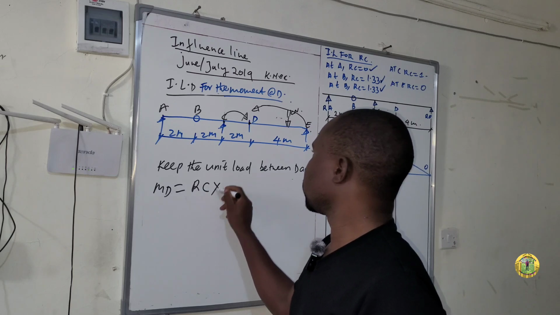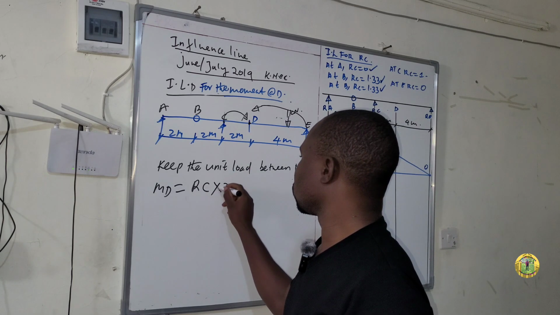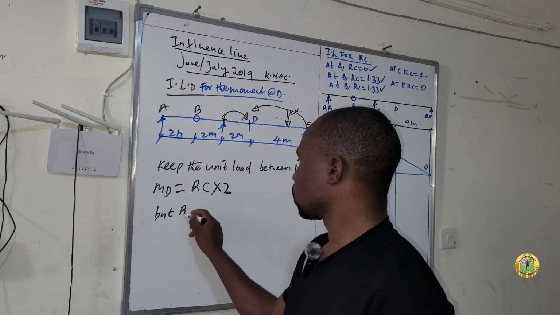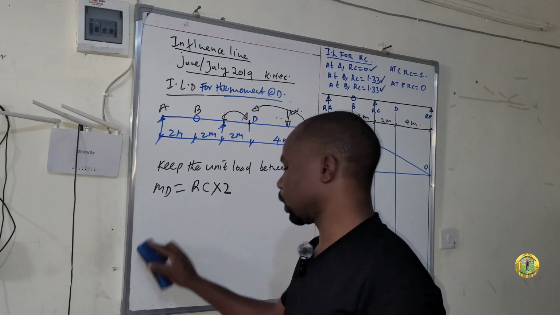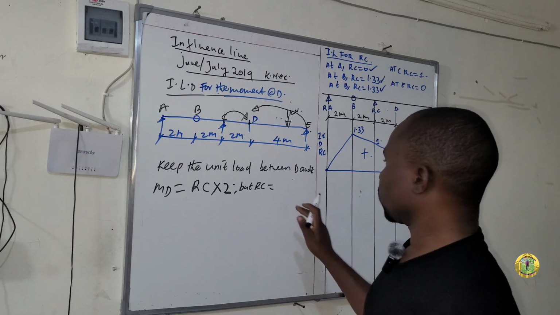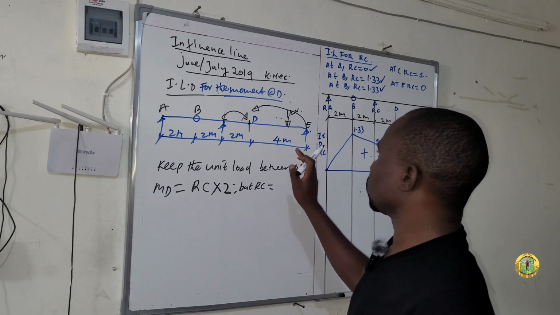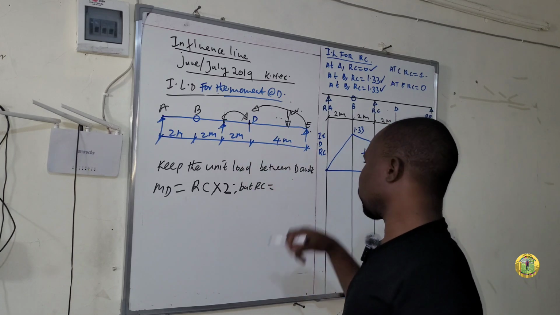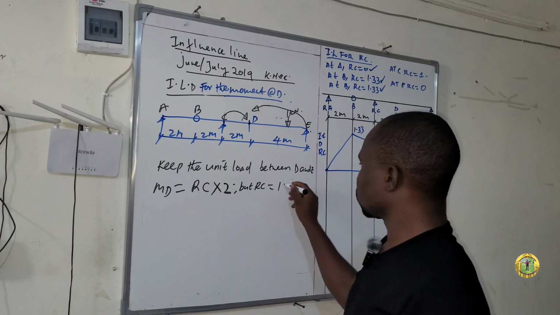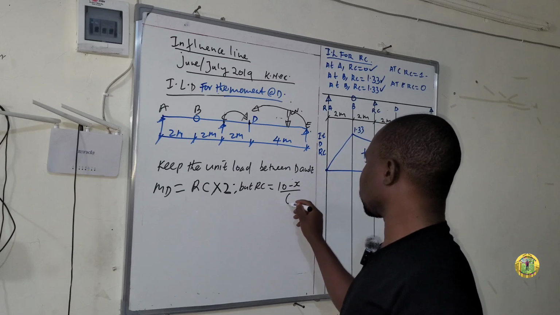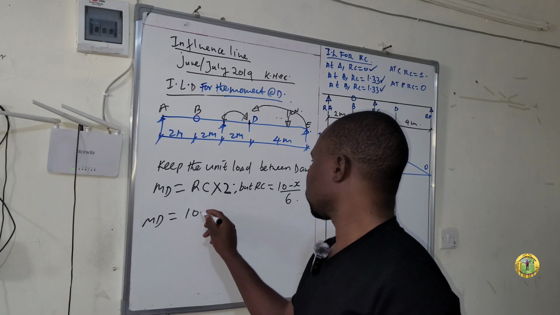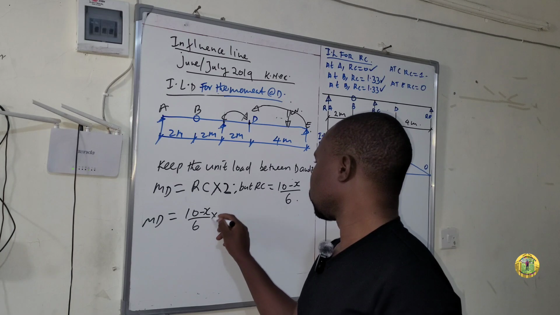RC times the distance from here to here times 2. But RC, we have already calculated RC. RC is, for when the unit load is between D and E for the reaction, RC is equal to 10 minus X all over 6. Now MD is equal to 10 minus X all over 6 times 2.